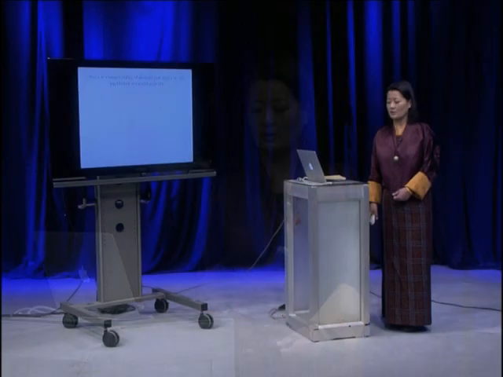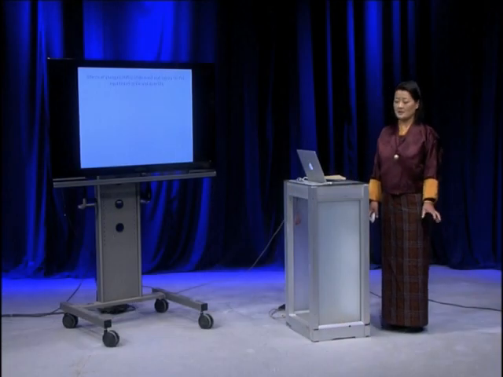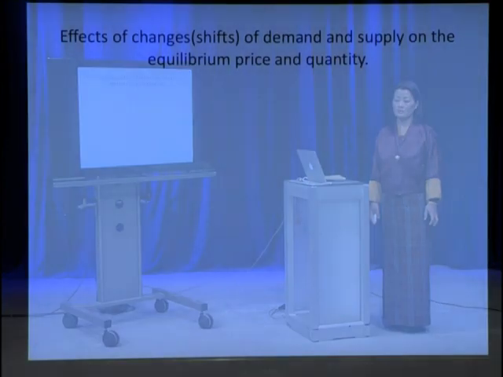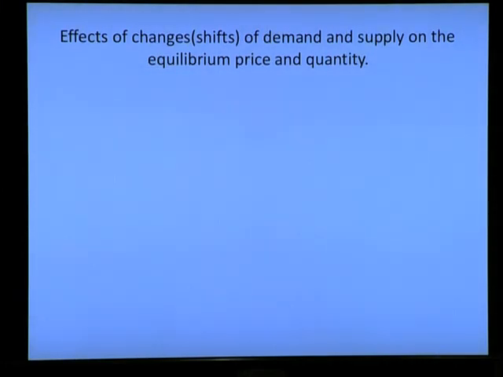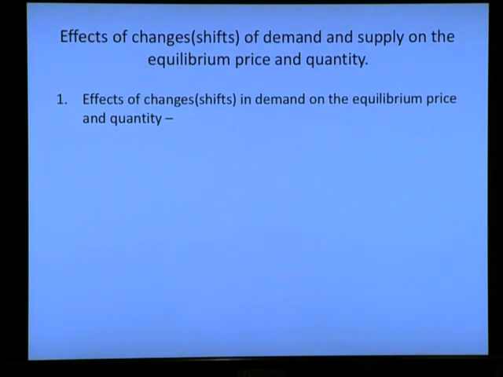Okay, now we will look into the effect of changes, that is shift of demand and supply, on the equilibrium price and equilibrium quantity. Under this, we will look into two cases. The first one is the effect of changes, that is shift in the demand alone, on the equilibrium price and equilibrium quantity. In this, we are going to assume supply to remain the same, but there are changes in the demand, and we are going to look into the effect of these changes in the demand on the price and equilibrium quantity.